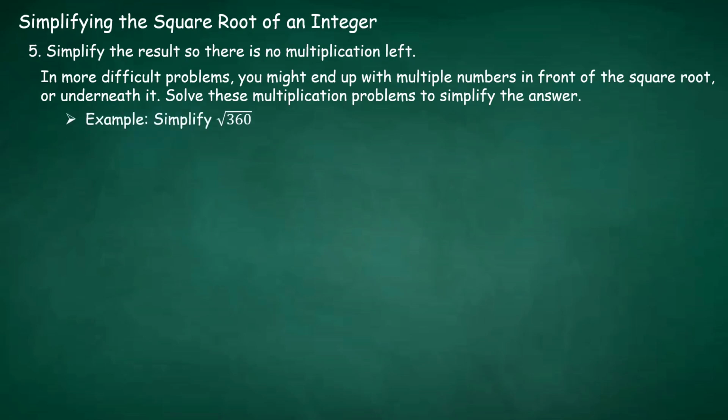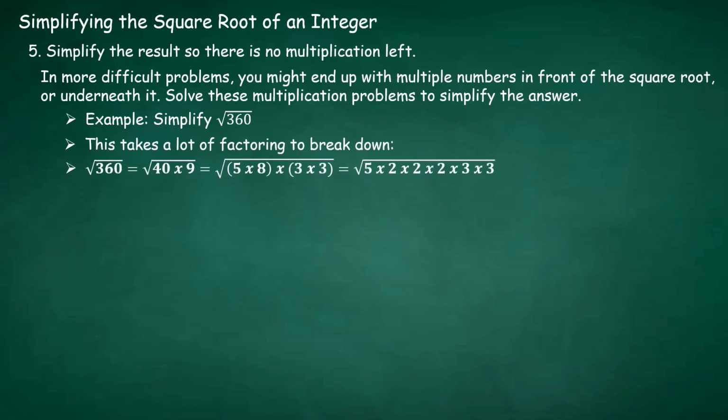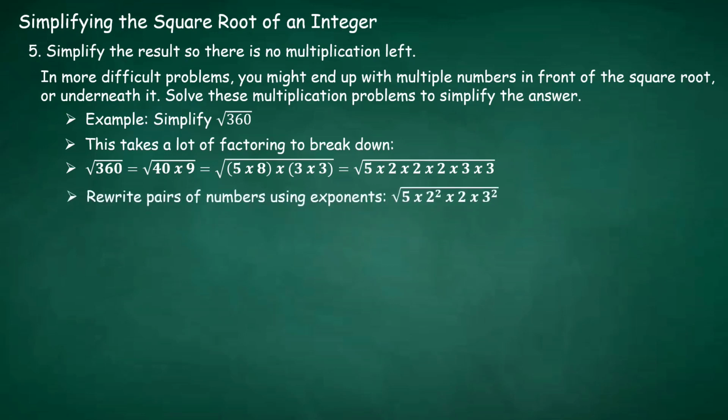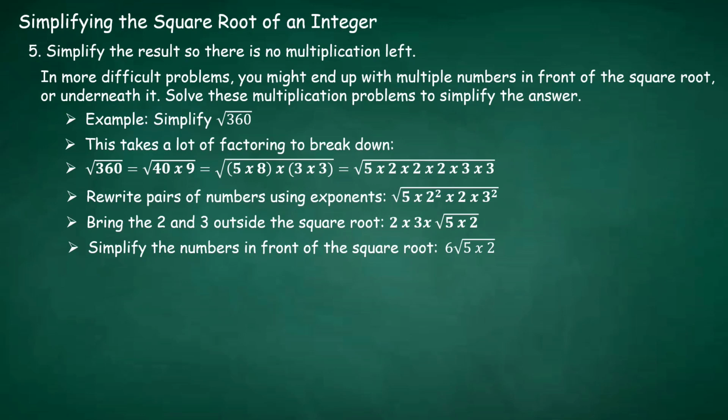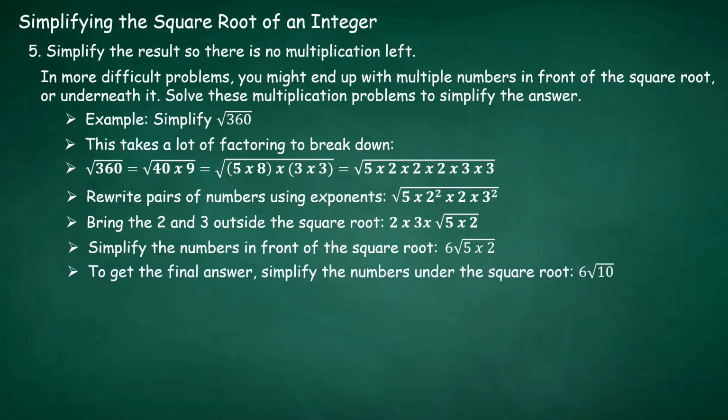Example. Simplify the square root of 360. This takes a lot of factoring to break down. The prime factors of 360 are 5, 2, 2, 2, 3, 3. Rewrite pairs of numbers using exponents. It becomes the square root of 5, 2 squared, 2, 3 squared. Bring the 2 and 3 outside the square root. Simplify the numbers in front of the square root. So 2 times 3 is equal to 6 square root of 5 times 2. To get the final answer, simplify the numbers under the square root, so 5 times 2 becomes 10.